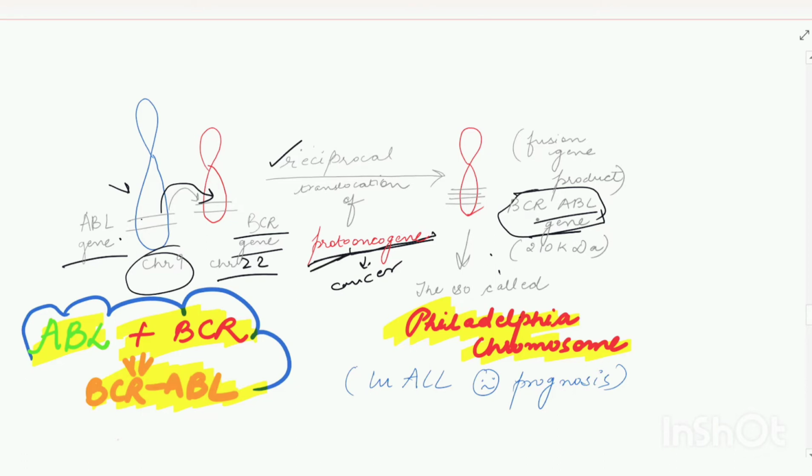And the BCR-ABL fusion gene product that is formed, we also name it the Philadelphia chromosome. The Philadelphia chromosome is also present in ALL, acute lymphoblastic leukemia, but in ALL it has the worst prognosis. In CML it has a pretty good prognosis. So this is the BCR-ABL gene complex. Now let's move forward.